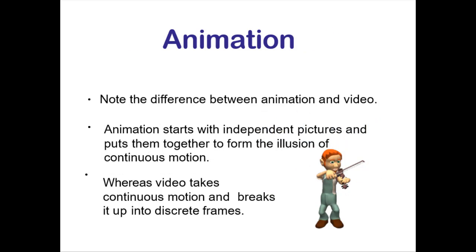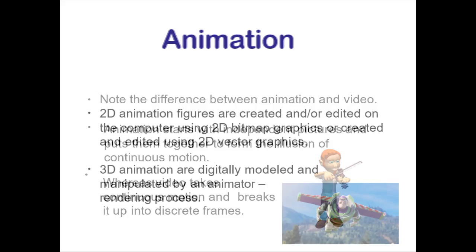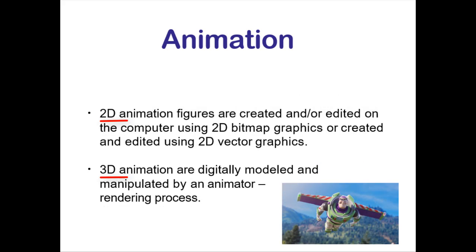What is the difference between animation and video? Because both involve continuous motion. The difference is that animation starts with independent pictures put together, but video, on the other hand, is created oppositely. It's a continuous motion that we take photographically, and after that, we break it up into separate pictures, or what we call frames.